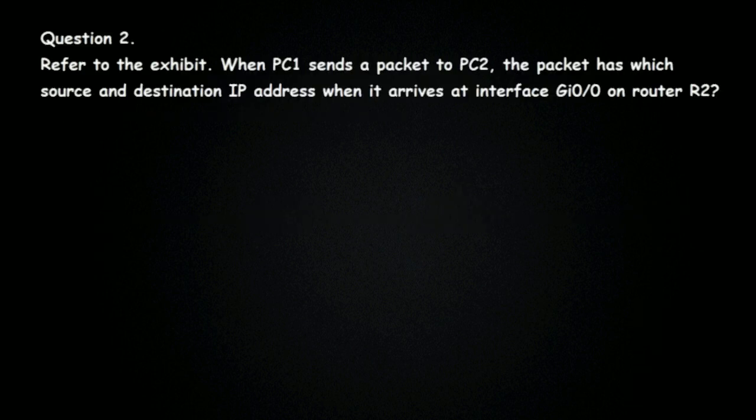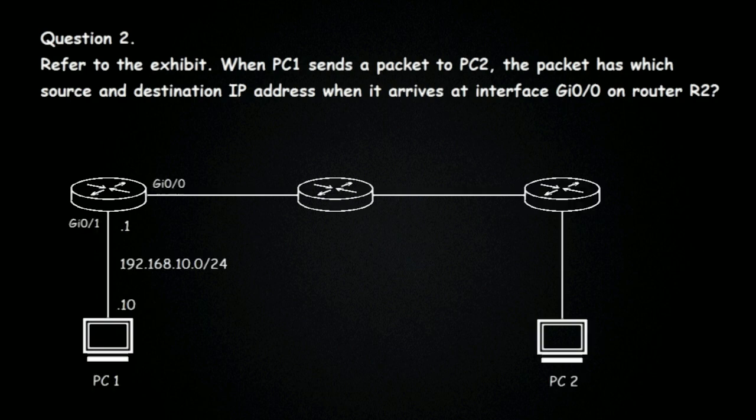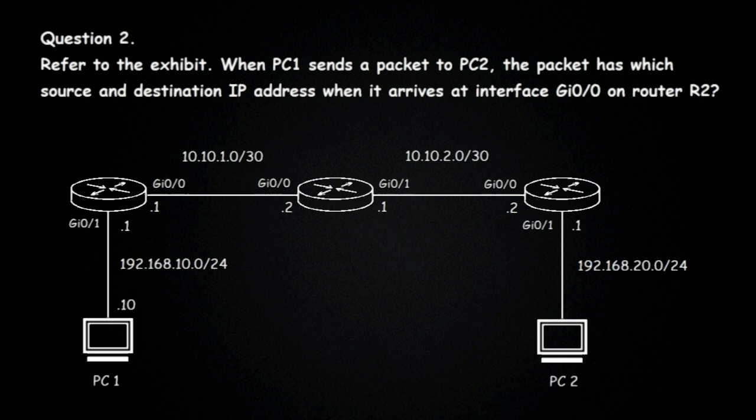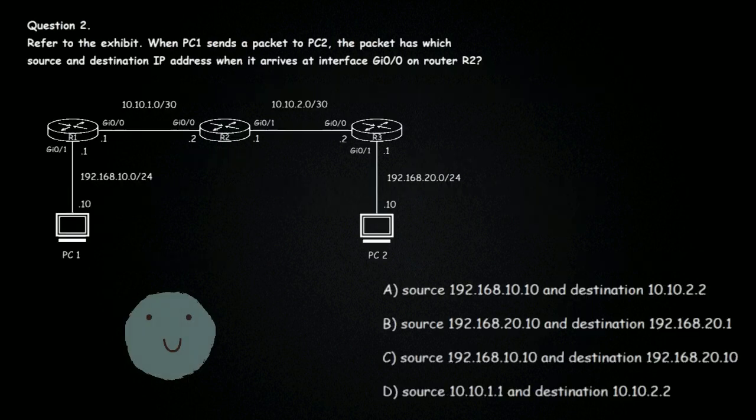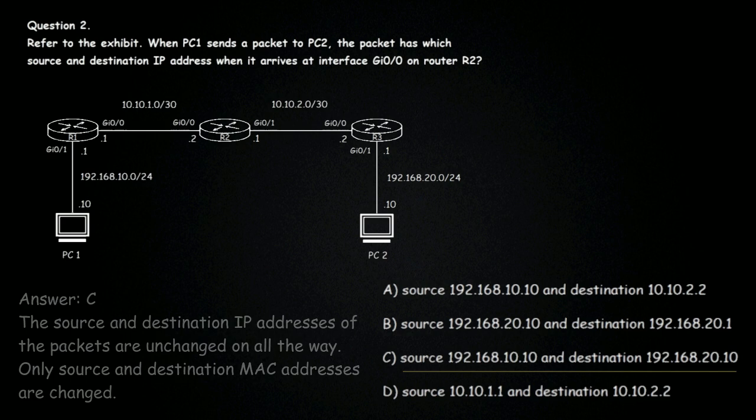Question 2. Refer to the exhibit. When PC1 sends a packet to PC2, the packet has which source and destination IP address when it arrives at interface gigabit 0/0 on router R2? Options. Correct answer is C. The source and destination IP addresses of the packets are unchanged all the way. Only source and destination MAC addresses are changed.